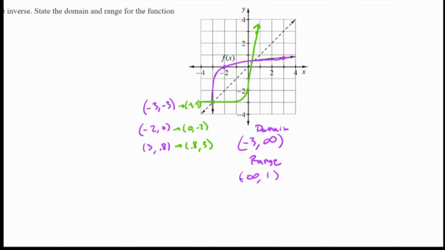Now when we do the inverse for the domain, looks like we go from -infinity to close to 1. And then the range is going to be, what is that, -3 to infinity. And what you should hopefully notice is that the domain and range have switched when we do the inverse, which makes sense because we switched the x's and y's.